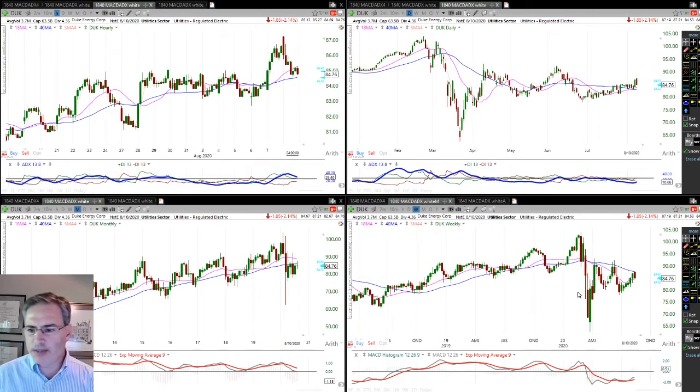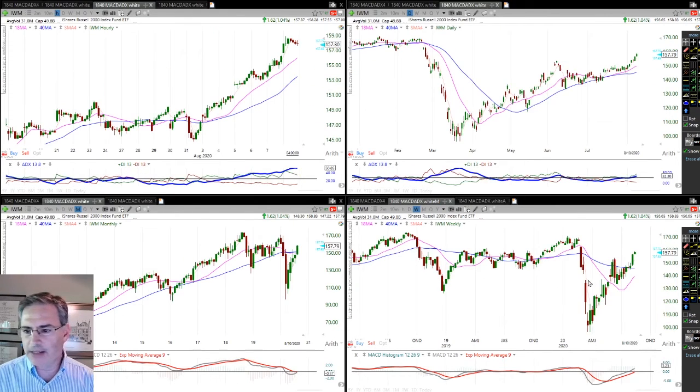Duke, somewhat similar to the action in the utilities. A little bit more of a range trader right now. Pretty good support. Oops, pulled up the wrong thing. So pretty good support at 80 and some resistance at 90.